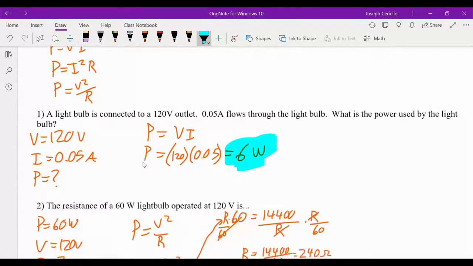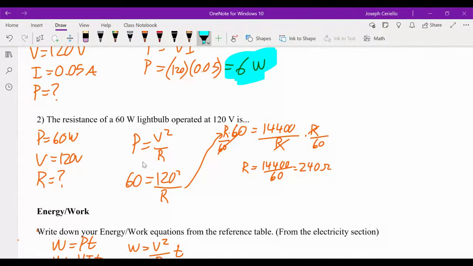Okay. Next up, the resistance of a 60 watt light bulb operated at 120 volts is. So we're given the power there of 60 watts. Watch out, a lot of people think that's resistance. The voltage is 120 volts, and we are looking for resistance. So P equals V squared over R, because that's an equation that relates to those three variables. And we solve for R, and we get 240 ohms. All right, there we go.